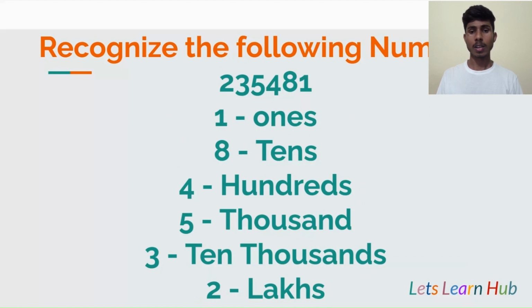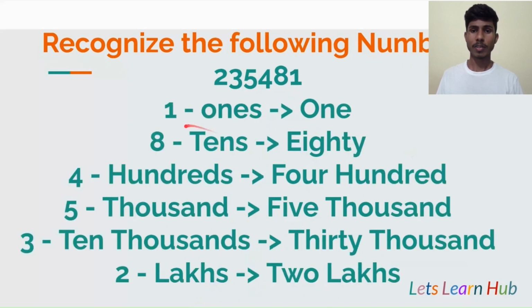Okay, and what does this mean? This means we will have 1 ones is 1, 8 tens is 80, 4 hundreds is 400, 5 thousands is 5,000, 3 ten thousands is 30,000, and 2 lakhs is 2 lakhs. This 2 is in lakhs place, so 2 lakhs is 2 lakhs, and we need to combine all these to get this number. And here again there are two thousands, 5,000 and 30,000. So we need to combine these thousands first, and then combine all from bottom to top. So if we combine these two, we'll get 35,000.